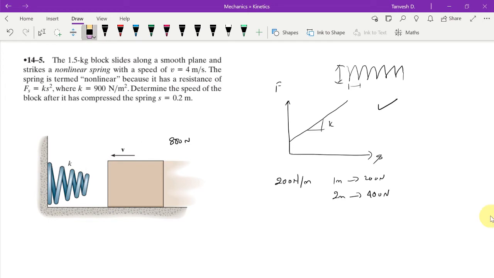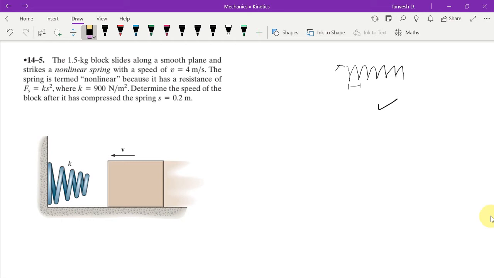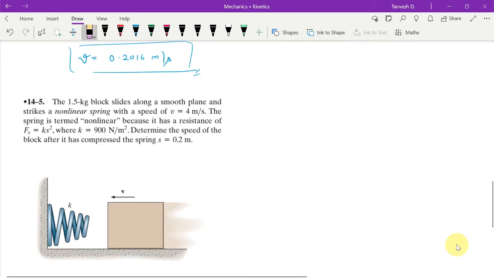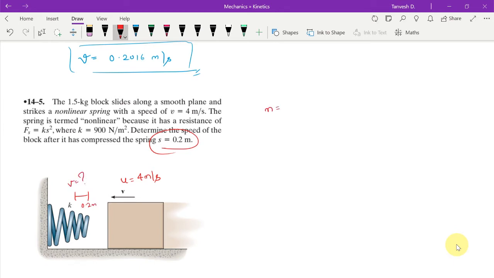We have been given the stiffness and the resistance force which is there in the spring. We have to use that, and we need to determine the speed of the block after it has compressed the spring by 0.2 meters. Initially, the speed, I'll write u, is equal to 4 meters per second. When this spring gets compressed by 0.2 meters, how much is v? So mass is 1.5 kg and u is 4 meters per second.